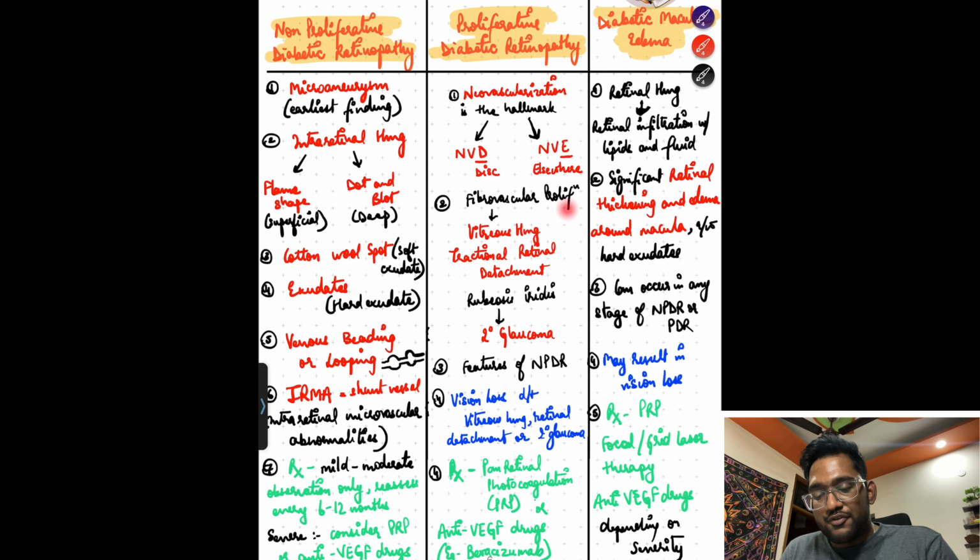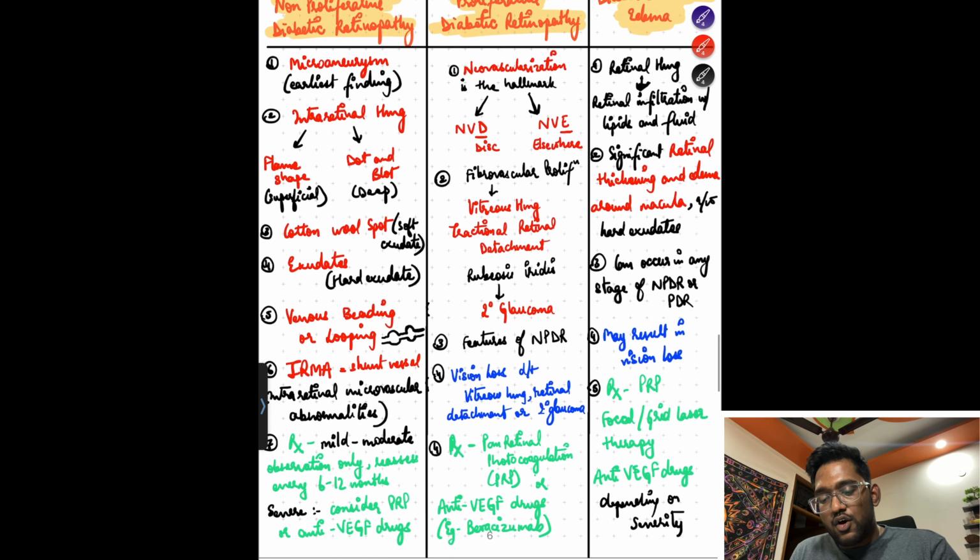Now two other points which we have to note are that there may also be fibrovascular proliferation, which will lead to vitreous hemorrhage as well as tractional retinal detachment. This occurs because the fibrovascular proliferation causes traction, which will lead to retinal detachment and further aggravate the condition. Now rubeosis iridis is basically when there is neovascularization of the iris, there will be improper drainage of the debris, which will lead to secondary glaucoma.